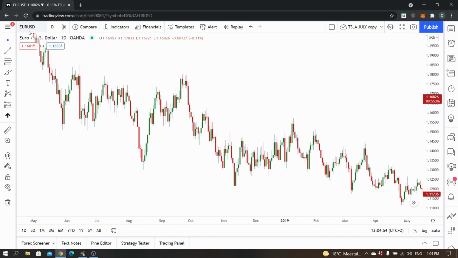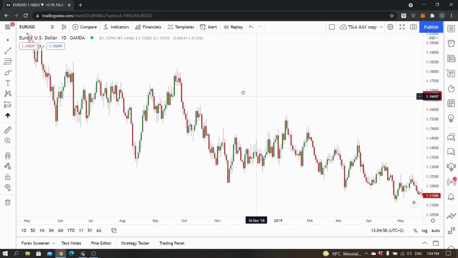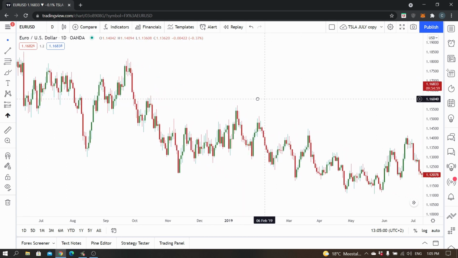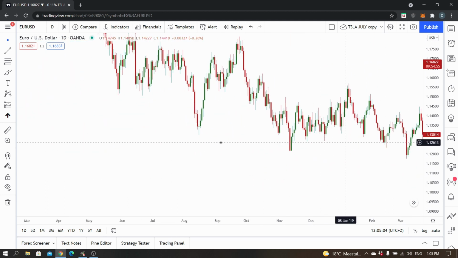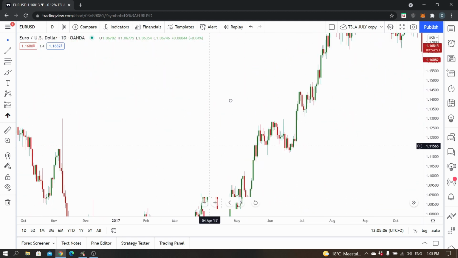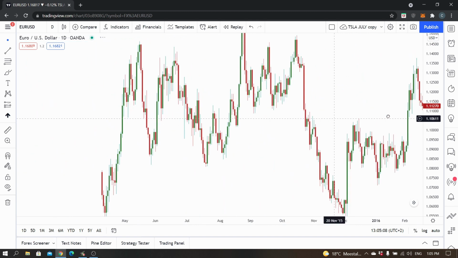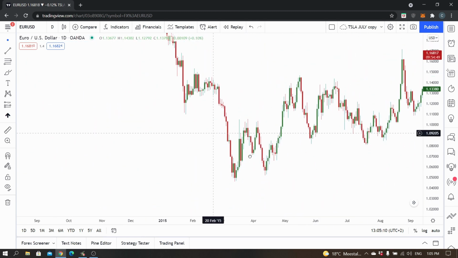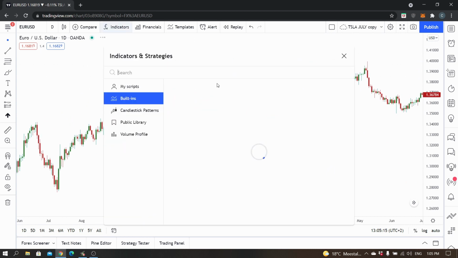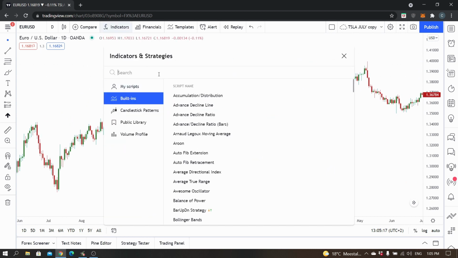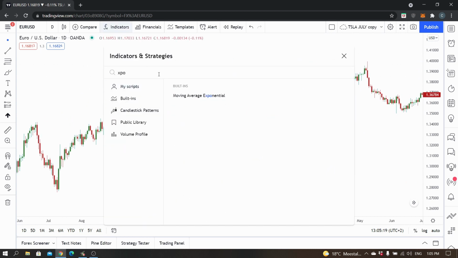First of all, we are at the euro against the US dollar at the daily time frame, Forex pair. We are back a little in time. Let's just do it a little bit more so we can actually look at the technical indicator and how it has performed in the past. So now we are going to look it up. It will be the exponential moving average.